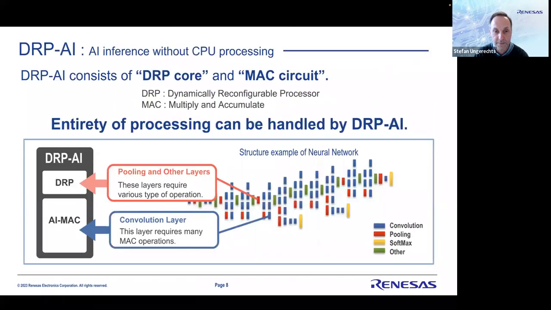This is the architecture, very rough. The DRP-AI module or IP contains two blocks. The first one is a DRP, the dynamically reconfigurable processor, and the second block is the AI MAC. MAC stands for multiply and accumulate, and the MAC unit is used for the convolutional layer, and the DRP takes care of the nonlinear functions like pooling and other layers.